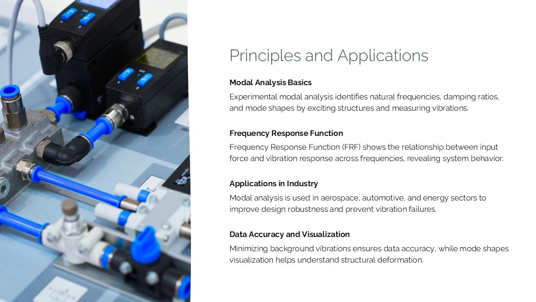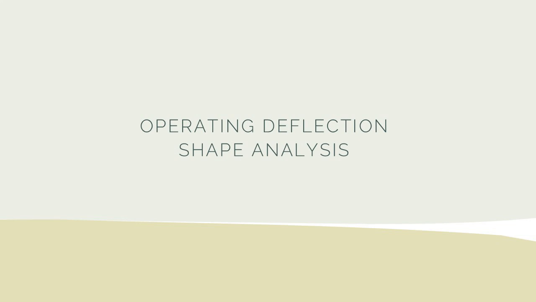When measurements are taken at multiple locations, mode shapes can be visualized, aiding in understanding how the structure deforms under dynamic loads. This technique is widely applied in industries such as aerospace, automotive, and energy, where structural integrity under dynamic conditions is paramount. By identifying problematic frequencies and damping characteristics, engineers can implement design modifications or damping solutions to mitigate vibration-related failures. Characterizing dynamic motion, operating deflection shape analysis.